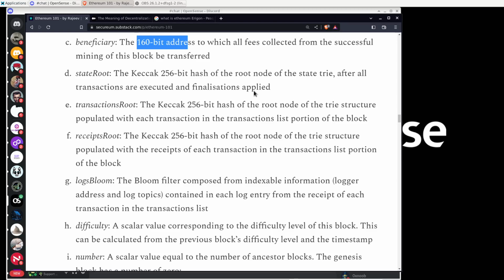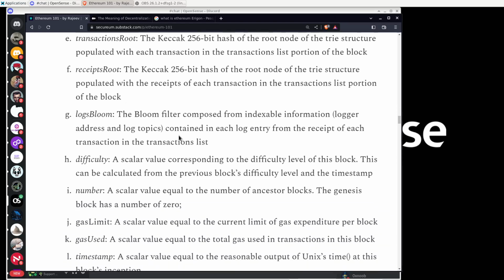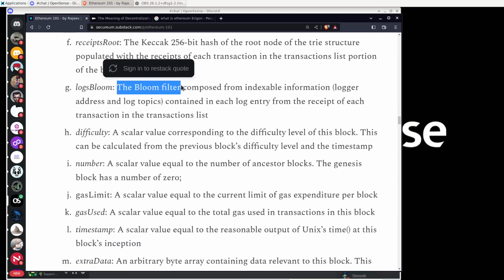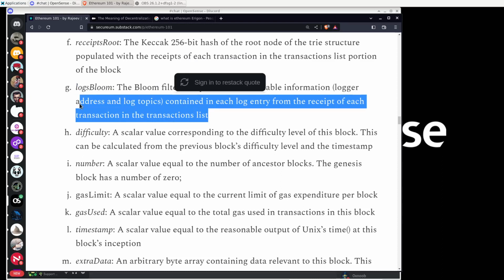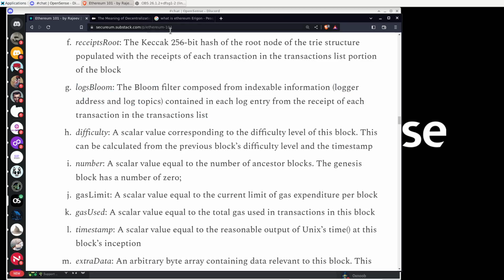Okay, and the Bloom filter, this one is very interesting. Ethereum logs use a Bloom filter, which is a type of filter that never tells you if the information is really there. It's just really good at telling that the information is not there, or that it may be there. That allows for much faster indexing whenever running these things. And now a small trick here. Sometimes it's faster to store things in events than in the contract state. So think about that. The Bloom filter is composed from indexable information contained in each log entry from the receipt of each transaction in the transaction list.